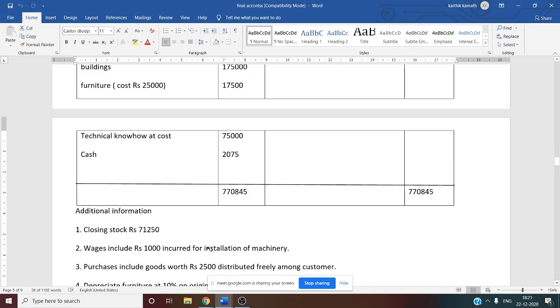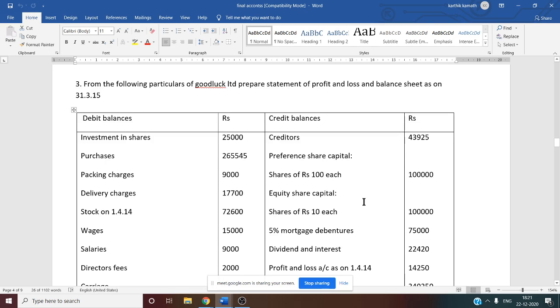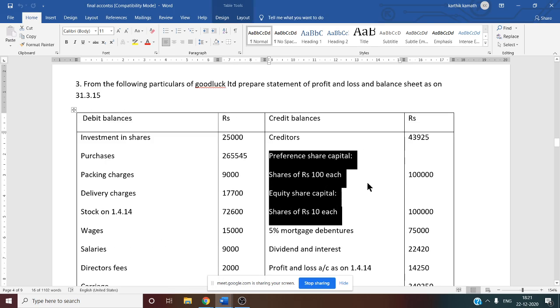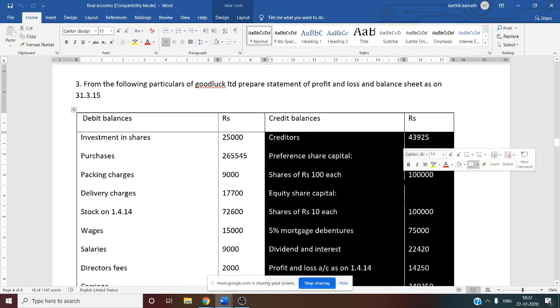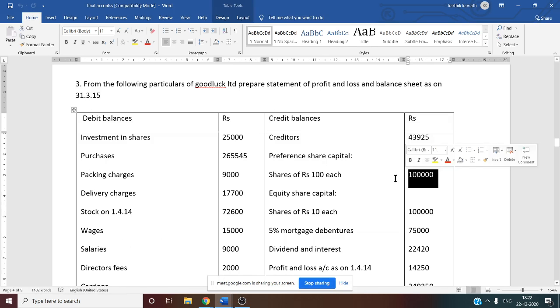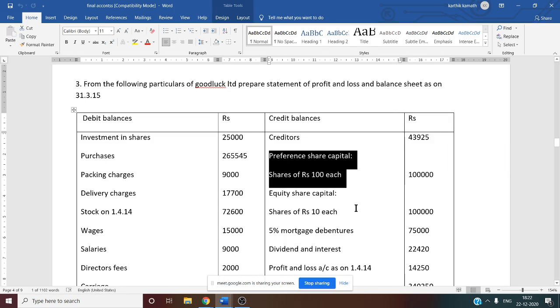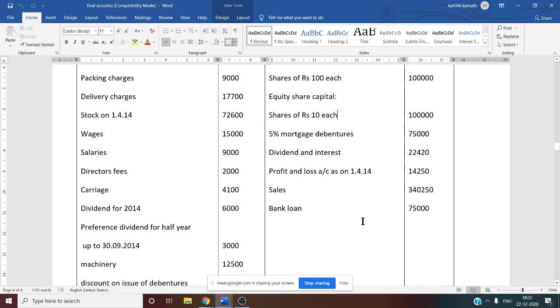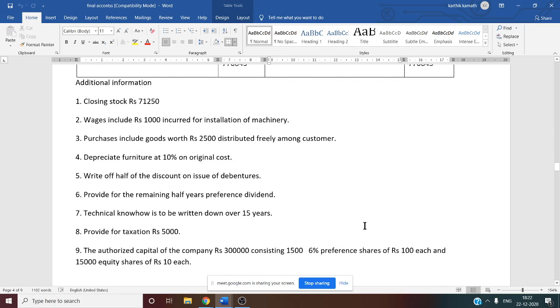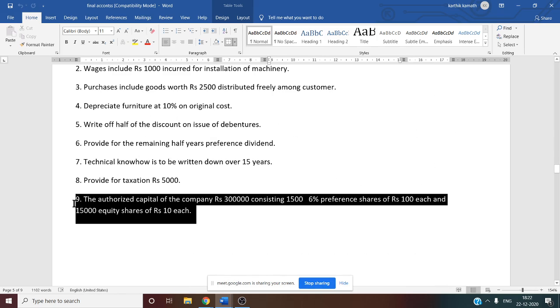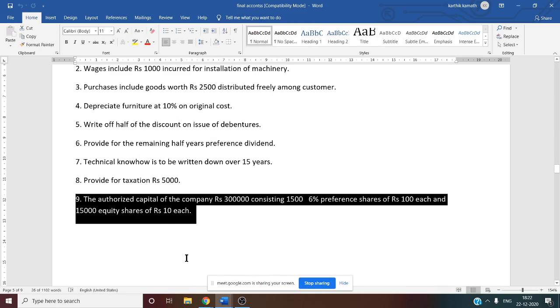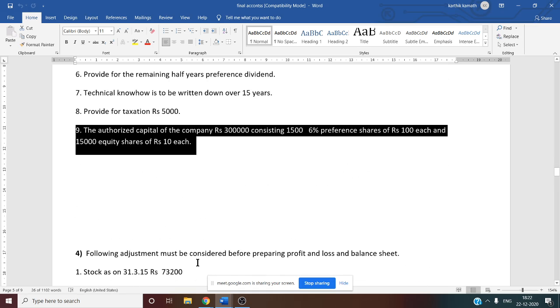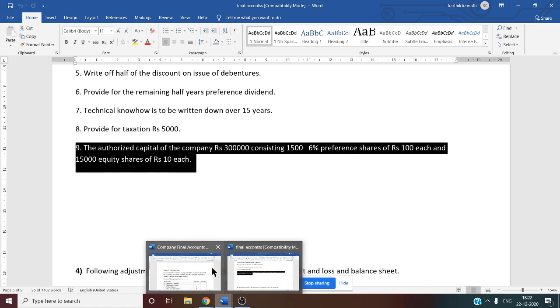But whatever is given in the trial balance, once you consider these two pieces of information, the preference share capital actually given in the trial balance is 1 lakh. So this is a paid up value we can assume. So we have to consider this information, and equity capital is also 1 lakh. So this is again paid up value. So this last adjustment is not that relevant from the point of view of solving this problem. After discussing all these things, we have to see the solution part.